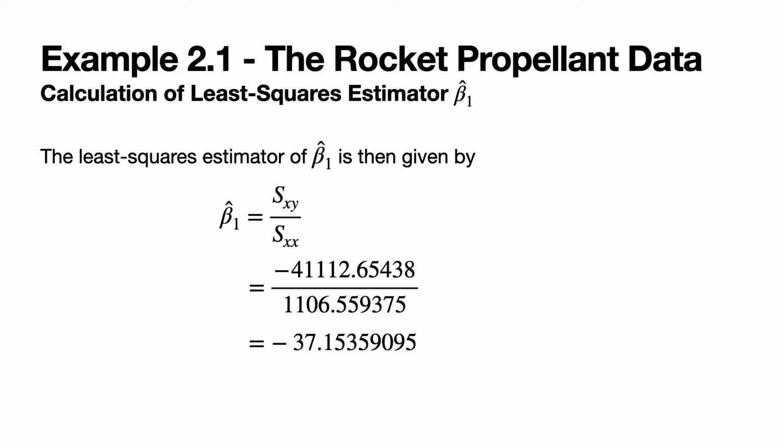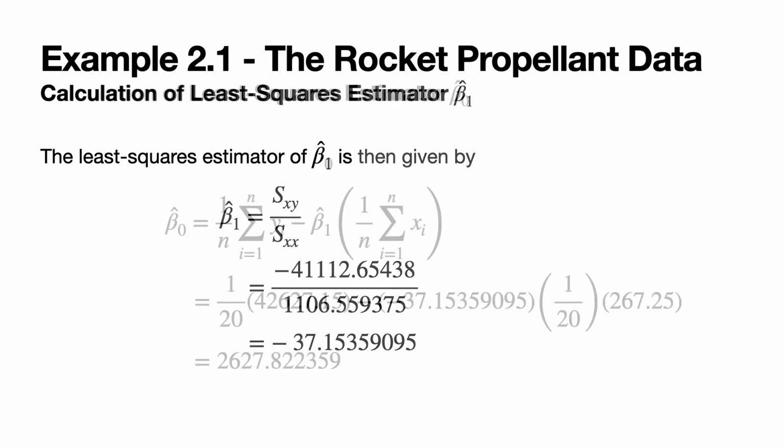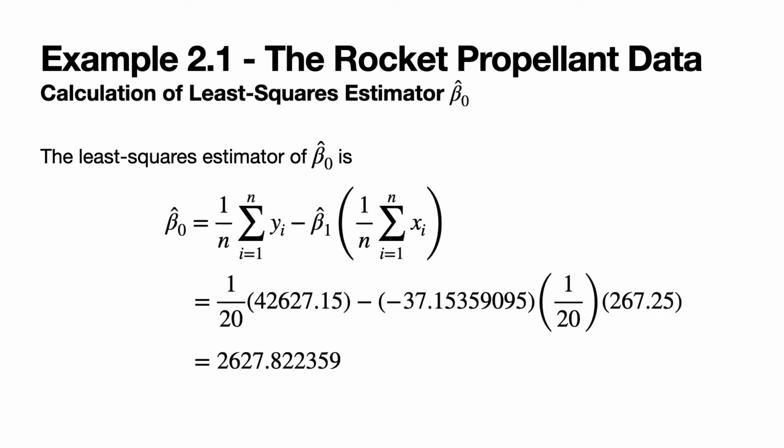So when we do this calculation, we see that the least squares estimate of beta 1 hat is negative 37.15359095. Now that we have beta 1 hat, we can plug that into the formula for beta 0 hat. Because the summary statistics that I displayed were in terms of the sum of the x's and the sum of the y's, as opposed to their means, I'm going to use this version of the formula to calculate beta 0 hat. So it's equal to 1 over n times the sum of the y's minus beta 1 hat times 1 over n times the sum of the x's.